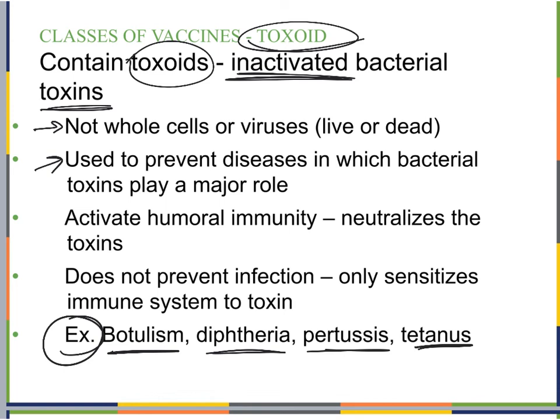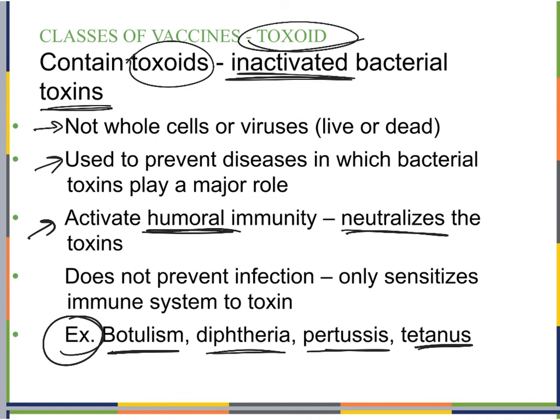And that's because those toxins are what are going to cause these serious issues, these serious signs and symptoms. And so we use our toxoid vaccines for those to try to make sure that the body can have an immune system response against these very serious toxin-based diseases. In this case, we're activating humoral immunity, not cellular immunity. Again, we're not getting into the cell. And also our humoral immunity is going to neutralize the toxins, right?